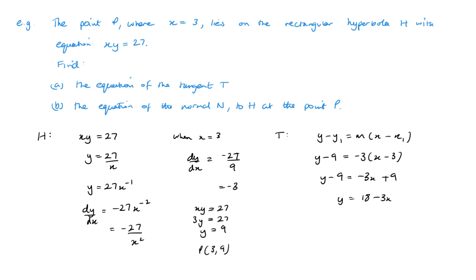Okay. Alternatively, we could put it in the form ax plus by plus c, so we could put it in the form 3x plus y minus 18 equals 0. So either form is fine. So that's the tangent to the rectangular hyperbola. Nothing too difficult with that. Next, we're going to find the normal.